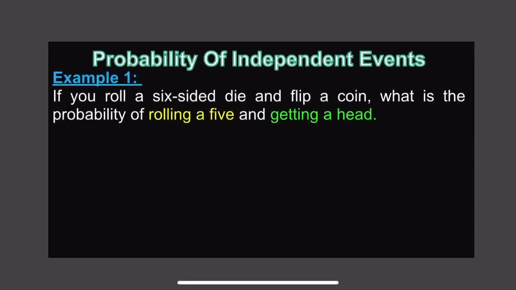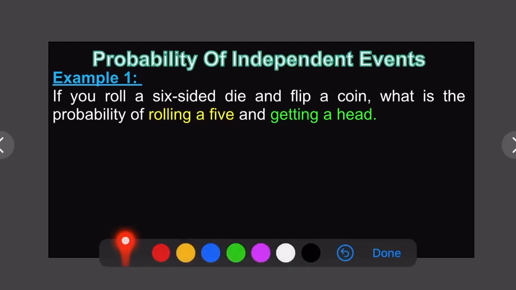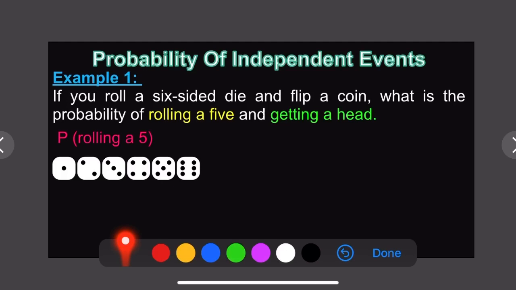Here is an example. If you roll a six-sided die and flip a coin, what is the probability of rolling a 5 and getting a head? So the important information here is the die is six-sided and we should get a 5 and also get a head, right? So let's have a look at the first event. The first event is rolling a 5. What are the possible outcomes? What are the possibilities when we roll a die? When we roll a die, we have 6 possibilities, right?